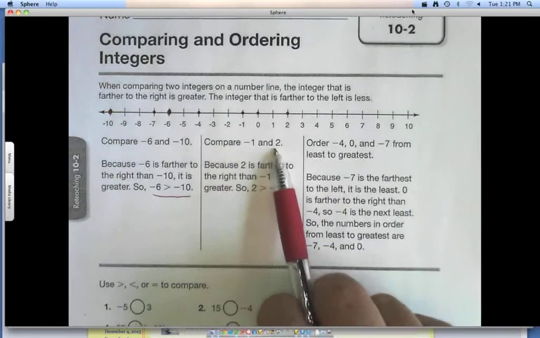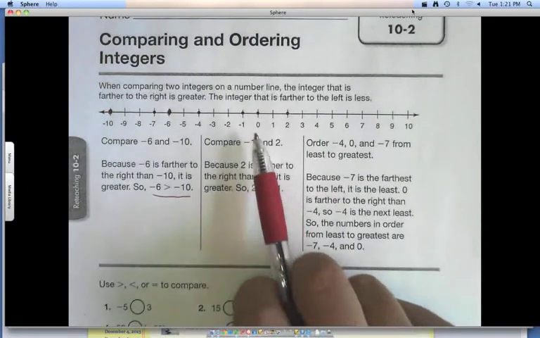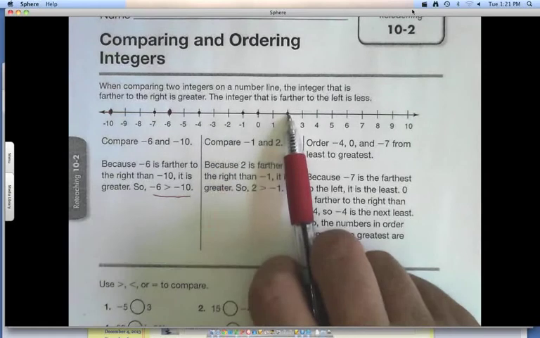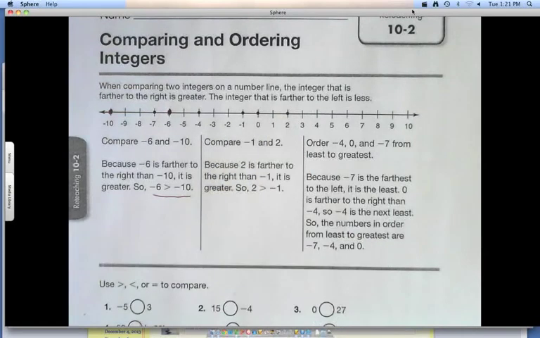Same thing when comparing -1 and 2. In this case, you have one negative number and a positive number. You should right away be able to identify that 2 is greater than -1, because any positive number is going to be larger than a negative number.